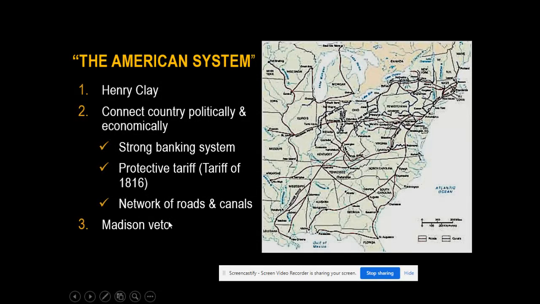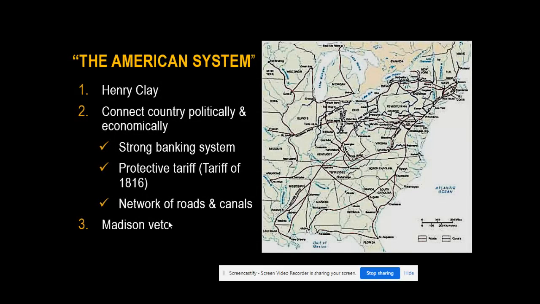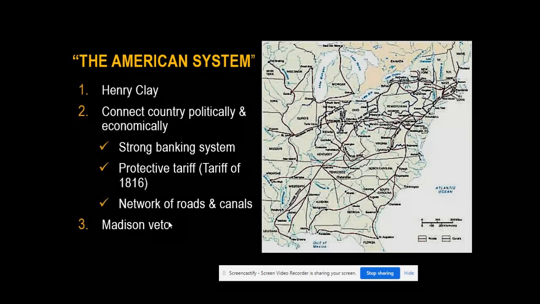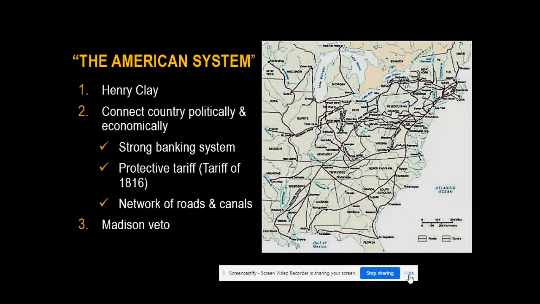Madison recognizes that we need internal improvements. He acknowledges that that's something that has to happen. However, he still vetoes it. So I want you to think: why would James Madison, considered by many to be the father of the Constitution, choose to veto the American system, keeping in mind specifically networks of roads and canals?